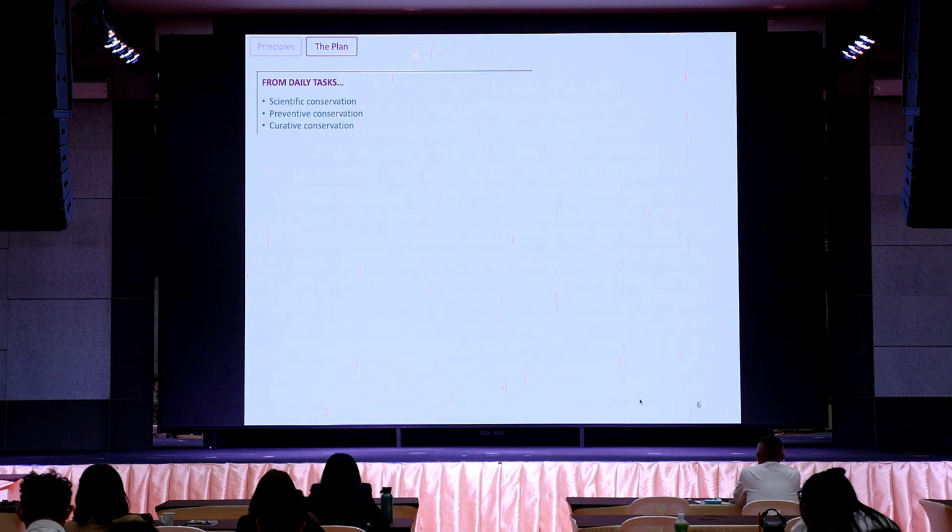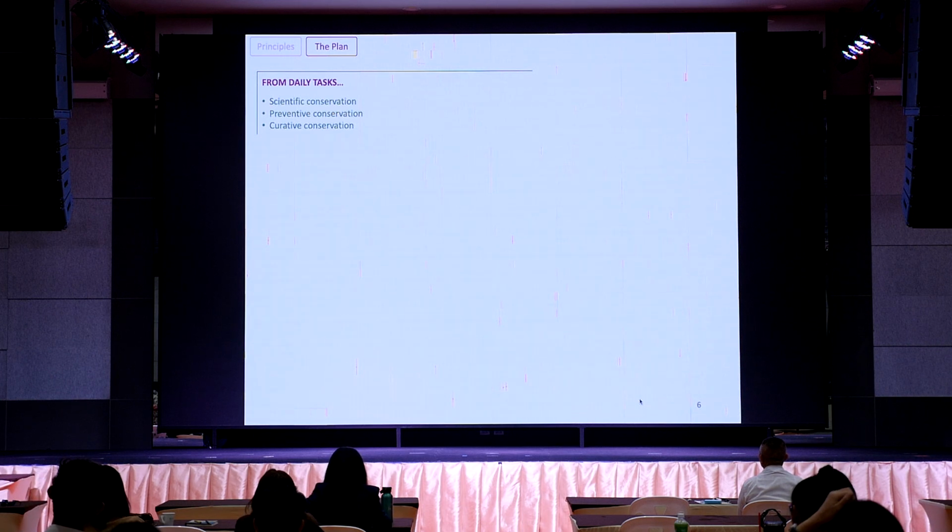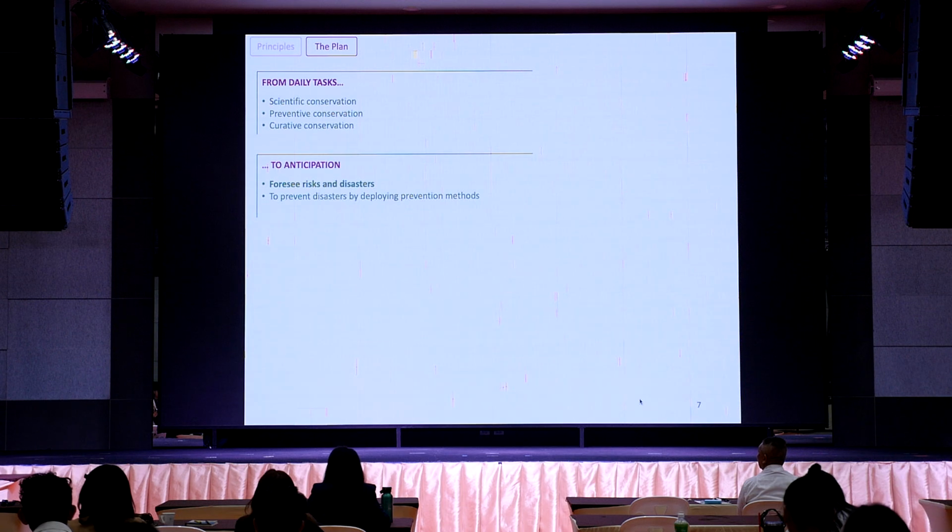So roughly, what is the plan? This safeguarding plan makes us move from our daily tasks in the museum, which we all know, scientific conservation, preventive and curative conservation, to anticipating the risks in our collection, foreseeing all of them, and planning the emergency organization in case anything occurs.